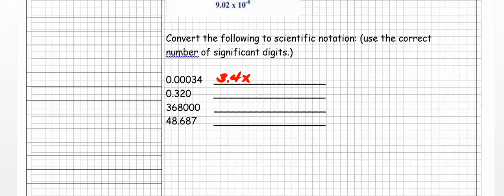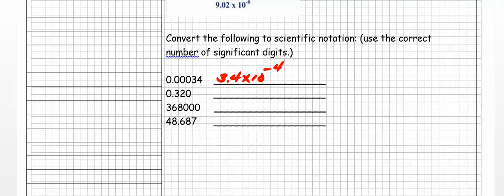3.4 times 10 to the negative, because I moved it to the right. Small numbers get negative exponents. Let's count one more time. 1, 2, 3, 4 places. So I say 10 to the negative 4. Okay? So 0.00034 is 3.4 times 10 to the negative 4.